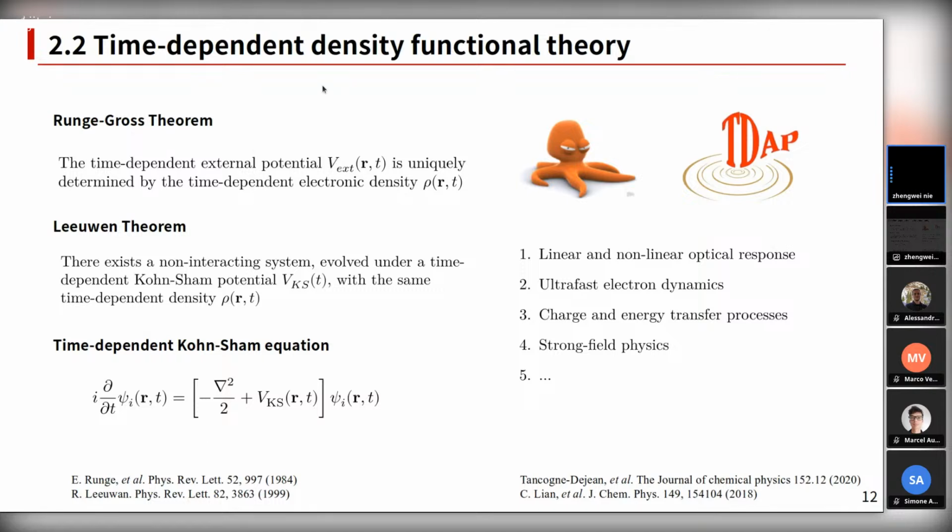Now, the TDDFT theory has also been implemented in code, and Octopus is the first one, and I think it may be the most famous one. In my PhD group, we have our self-developed package called TDAP, and my later calculations are based on it. TDDFT theory has advantages in the area of linear and nonlinear optical response, ultra-fast electron dynamics, charge and energy transfer processes, and strong field physics, and so on.